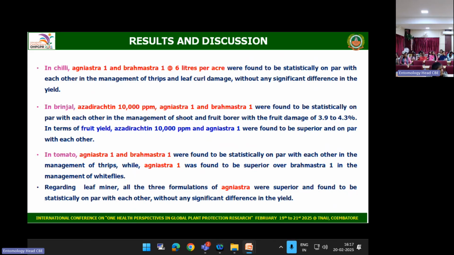But in the case of chili, we couldn't find any yield difference in all the treatments. In the case of tomato, Agni Astra 1 and Brahmastra 1 were found to be statistically on par with each other in the management of thrips, whereas Agni Astra 1 was found to be superior over Brahmastra in the management of white flies. With respect to leaf miner, all the 3 formulations of Agni Astra were found to be effective and statistically on par with each other, but there was no significant difference in the yield.